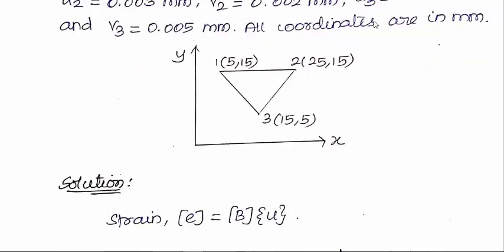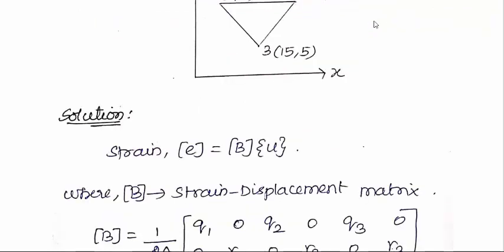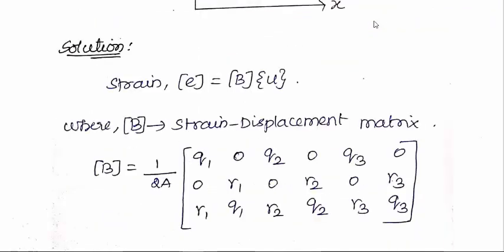The formula for calculating the strain components is E is equal to the strain displacement relationship matrix B into the displacement matrix U. The strain displacement matrix is 1 by 2A into this matrix. So this is the formula for framing the strain displacement matrix. Here A is the area of the given element.